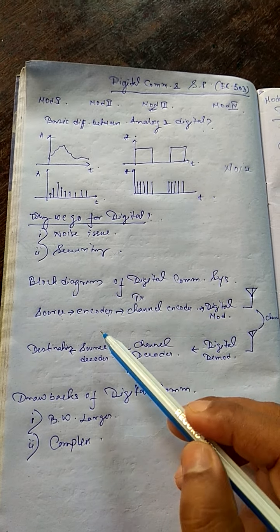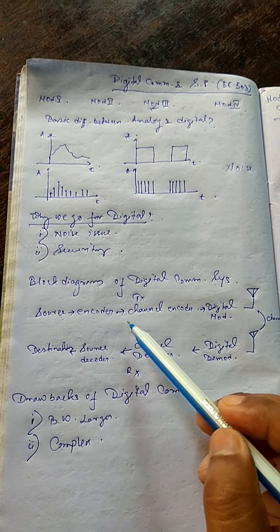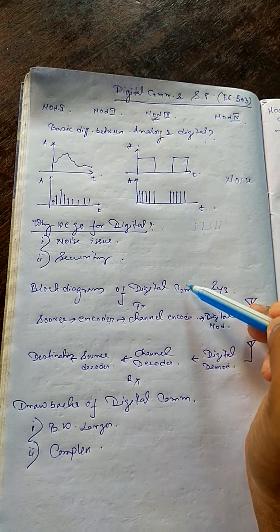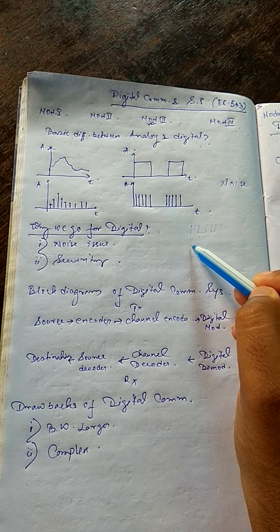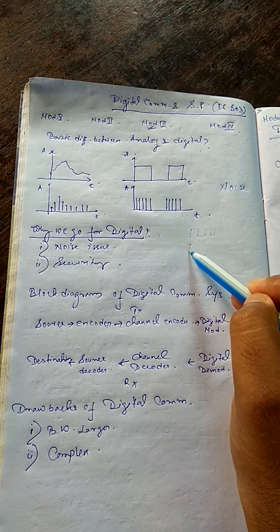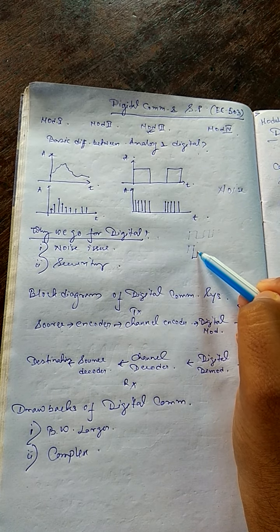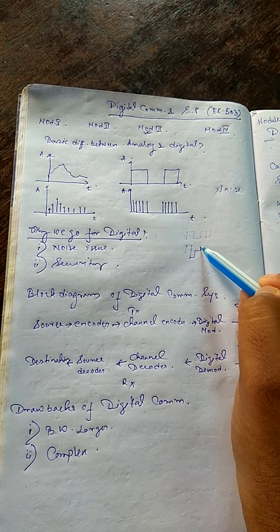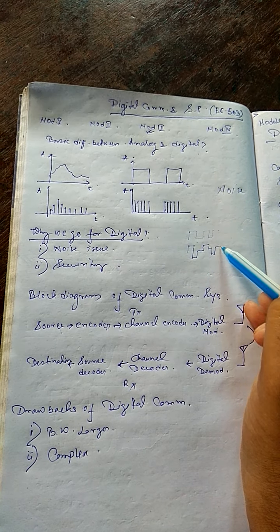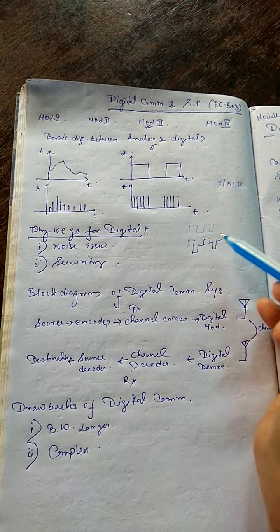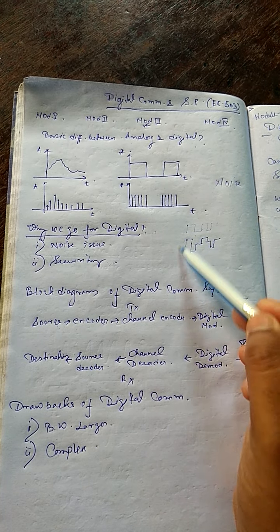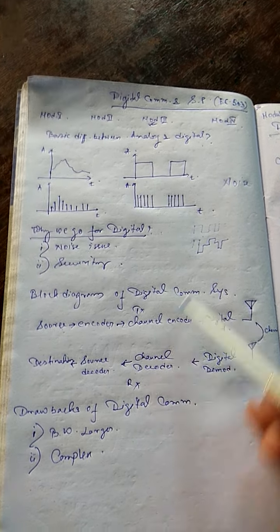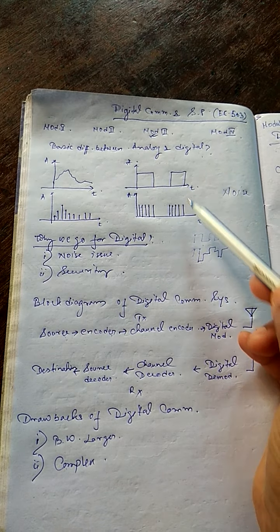Channel decoder means, suppose here we have a signal 101010, where this is 1, this is 0, this is 1, this is 0, in that way. But with the help of the channel encoder we may transmit that 1 in such a way, 0 in that way, with some gap, next 1 in that way, 0 in that way. So this is called the function of the channel encoder system. Now this type of signal is converted by the channel decoder back to the original 1010 pattern.